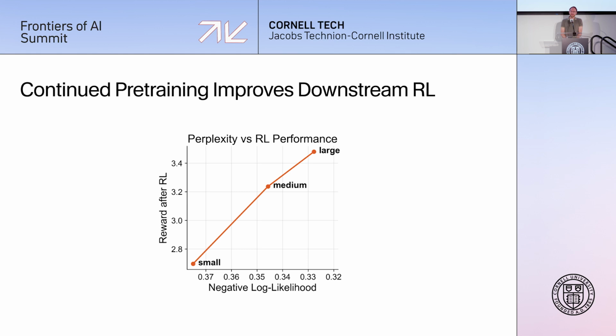We also found that doing this continued pre-training actually improved the model at the end of the day. So we looked at 3 different checkpoints, each with different loss, and we found that after taking them and running RL, we were able to see an improvement in our final reward based on how much knowledge the original model had.